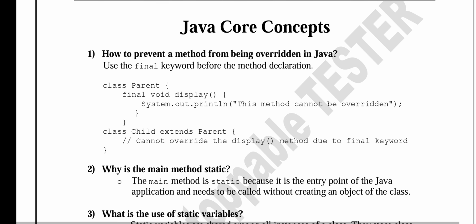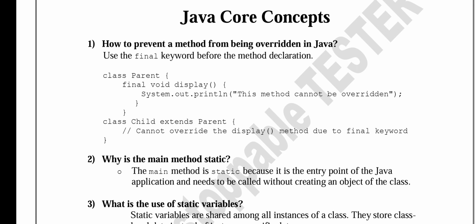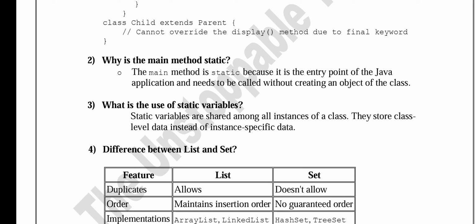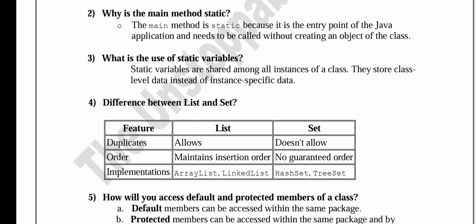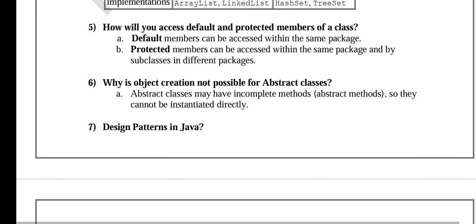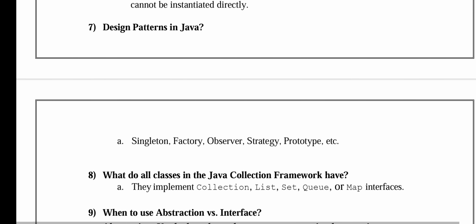Okay, and the next set of interview questions are with respect to the deeper core concepts. How to prevent a method from being overridden in Java? Why is the main method static? What is the use of static variables? Difference between list and set? How will you access default and protected members of a class? Why is object creation not possible for abstract class?